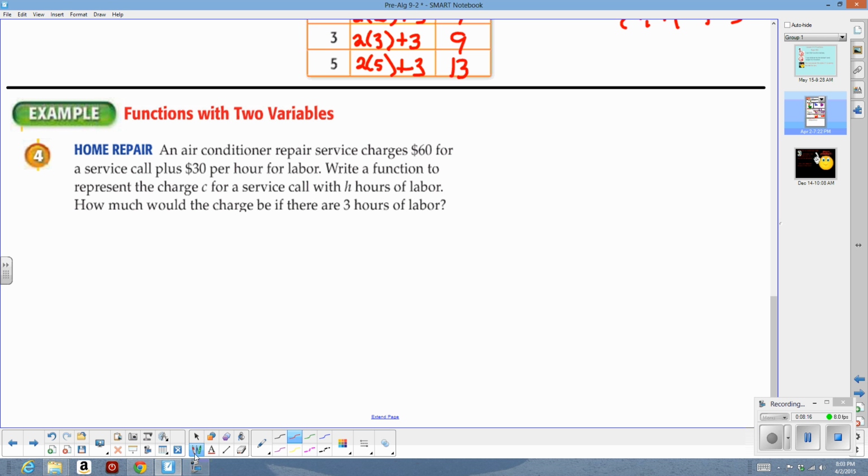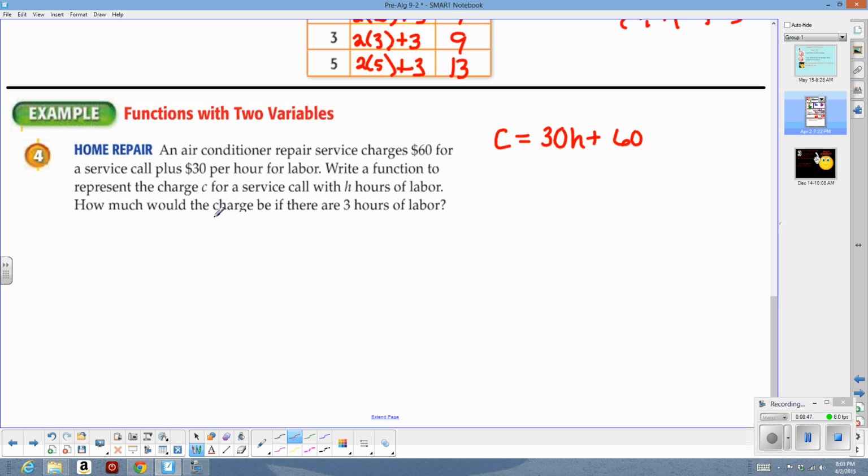Well, let's first write our equation. The charge is going to equal, it's $60 for a service call plus $30 per hour. So we're going to say $30 times the number of hours plus the $60 service call. Because it's going to cost $60 no matter what, plus $30 per hour. And that's going to equal the total charge.